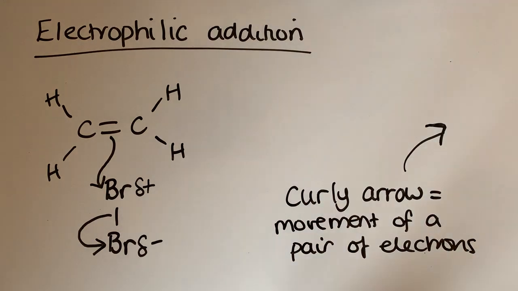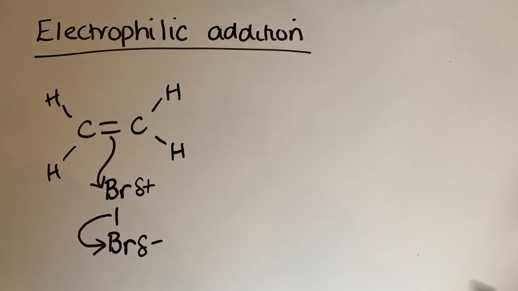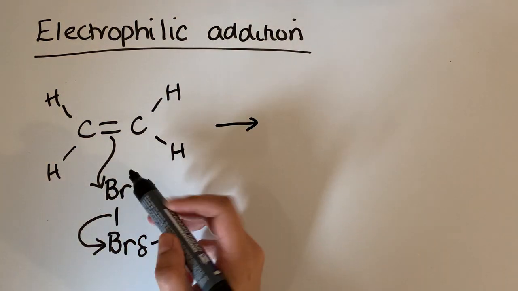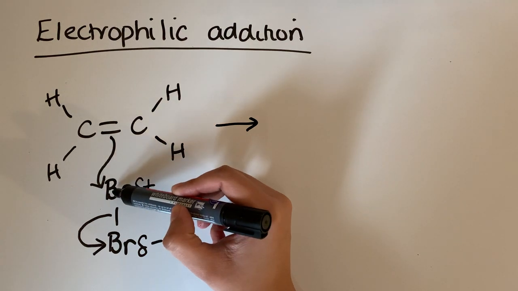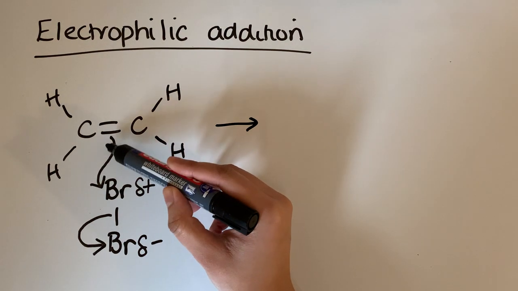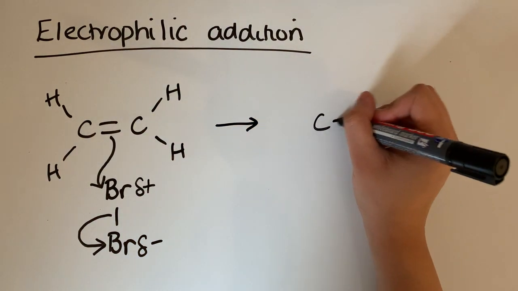I'm now going to show the product of that step in the reaction mechanism. As we said, the pi bond electrons here are moving towards this Br here. And when it does that, it actually forms a bond between either of these carbons and that bromine there.